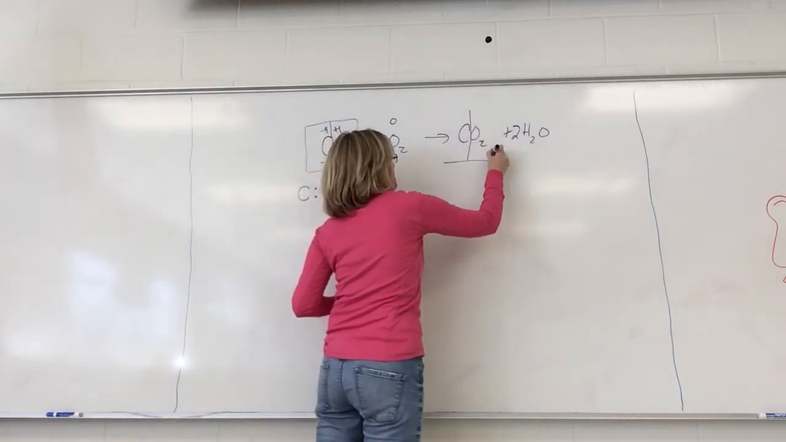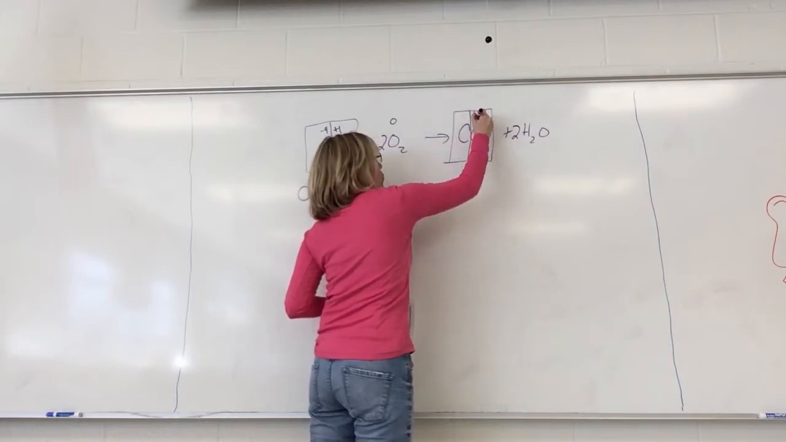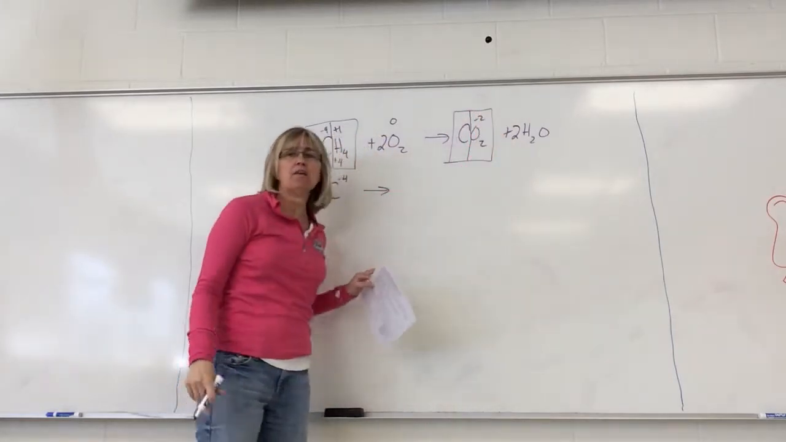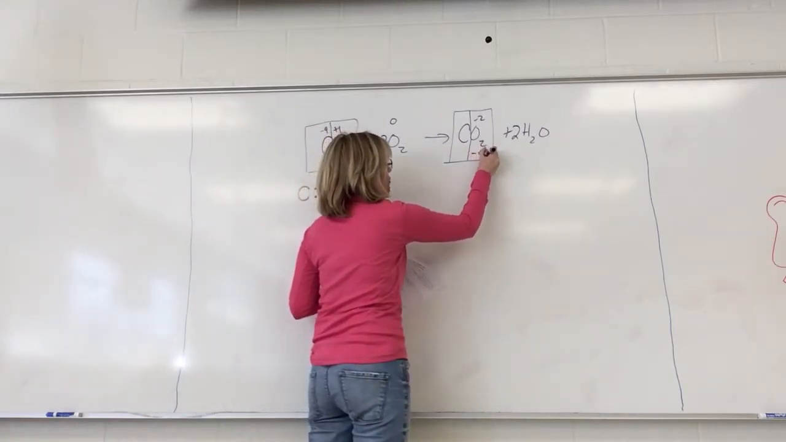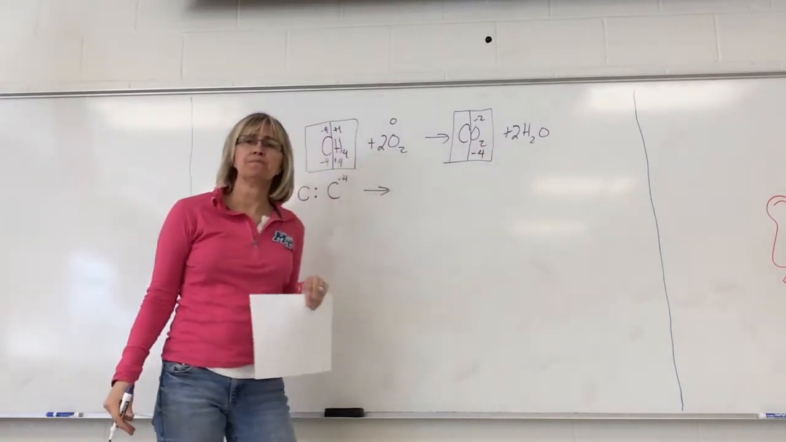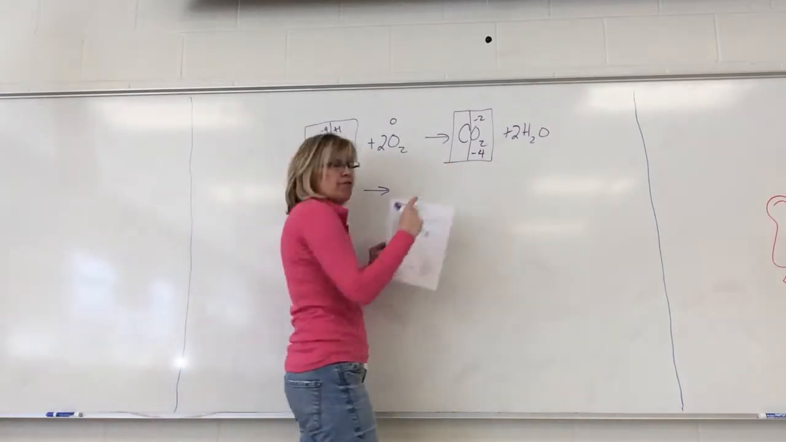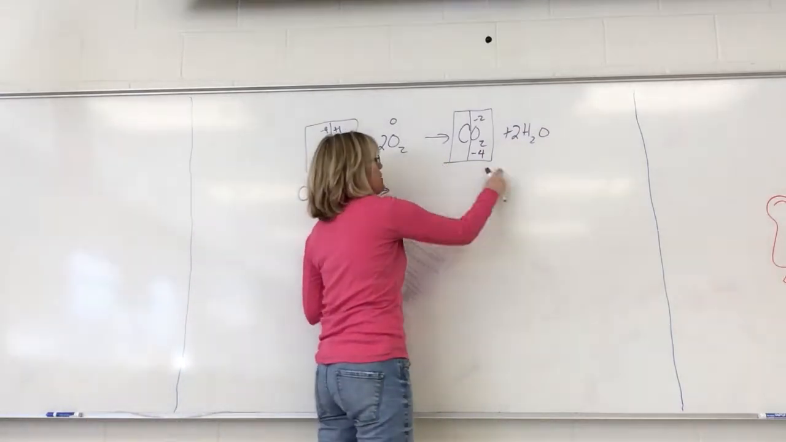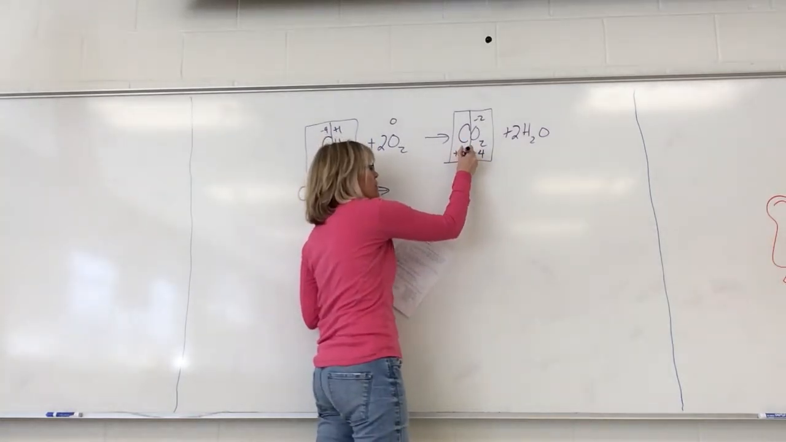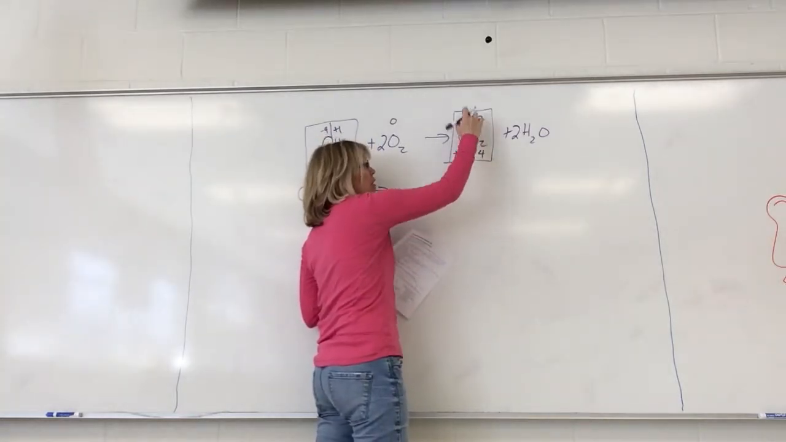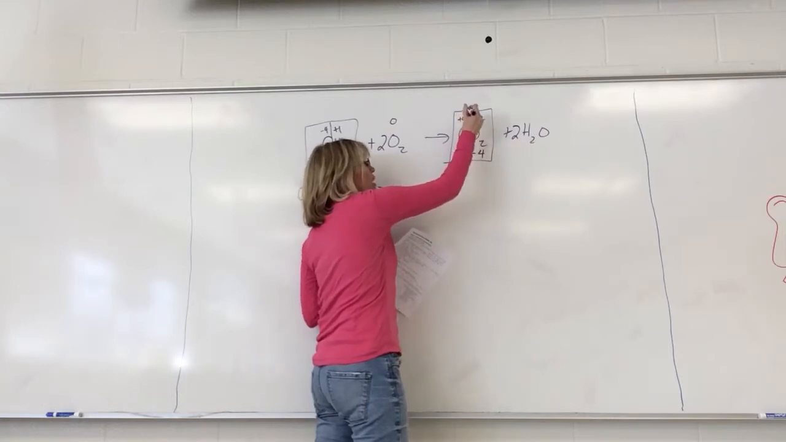So my little box set up again. 1 oxygen has a -2. Because there's 2, it's going to have an overall -4. Okay, we said from our rules that this must be neutral. So my overall positive must be +4. Because there's only 1 carbon, that 1 carbon will have a +4.